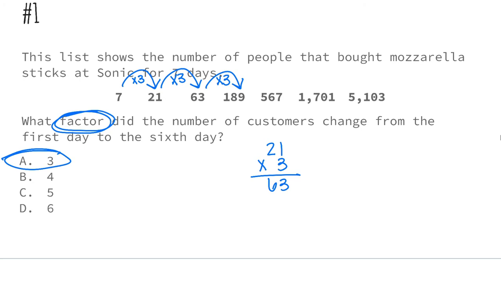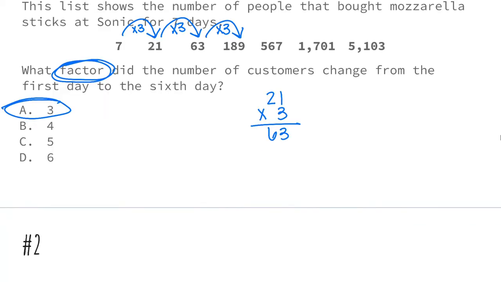You just got to figure out, again, I would always start at the very beginning. Those are going to be your smaller numbers. So start there and just figure out what you're multiplying by.